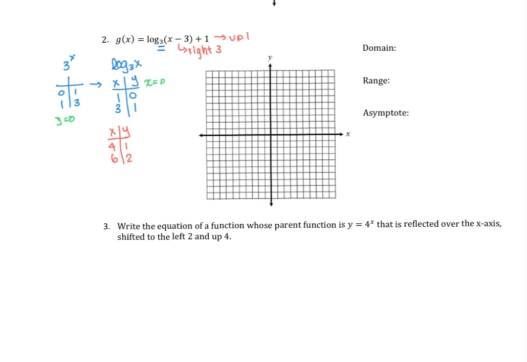But then I moved, when it's a vertical line, you would want to move it to the right 3. So I'm going to move my vertical asymptote to the right 3. And then I can plot my points, 4, 1, and 6, 2. And these are like sideways exponential graphs. So my asymptote is x equals 3. My domain goes from 3 to infinity, and my range is -infinity to infinity.